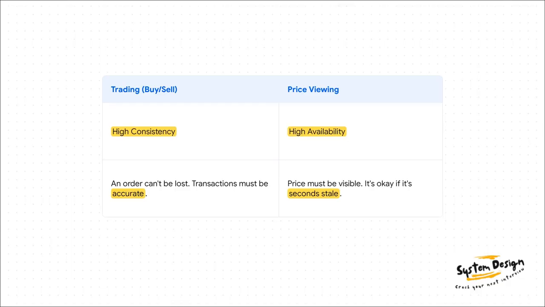But for viewing prices, availability is king. The price feed has to be up. It's okay if it's a couple of seconds out of date, but it can't go down. This trade-off is going to shape our whole architecture.